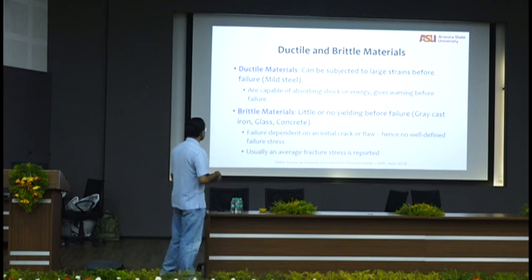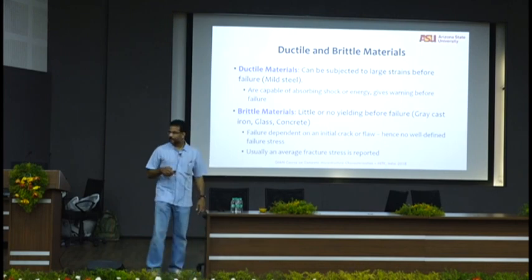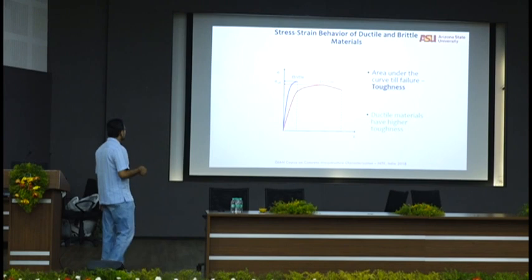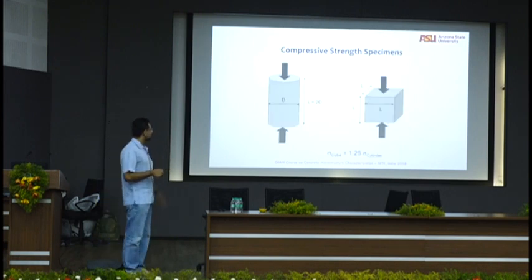Right. So ductile and brittle, all of you know what the differences between ductile and brittle materials are. A brittle material will go up to failure and you will have no more strain capacity after that. A ductile material can take a lot of strain after failure. So when you design, this happens.